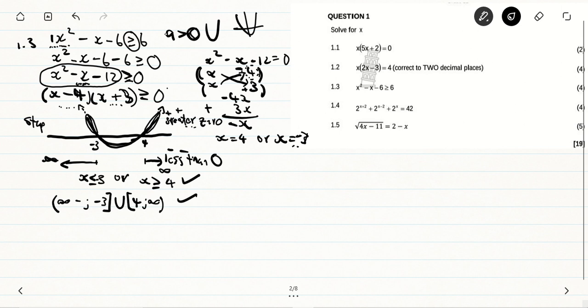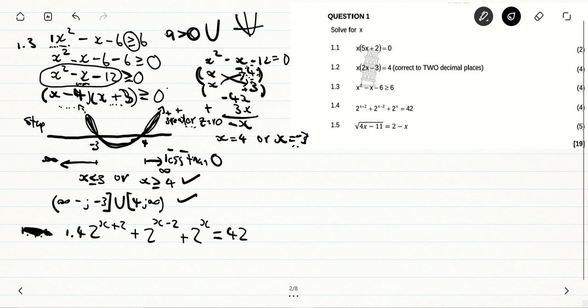Now let's go to 1.4. On 1.4, you are given 2 to the power of x plus 2, plus 2 to the power of x minus 2, plus 2 to the power of x is equal to 42. In a question like this, you know for a fact that there is no number that you can raise 2 to such that it gives you 42. So it simply means that maybe you need to simplify something on the left.